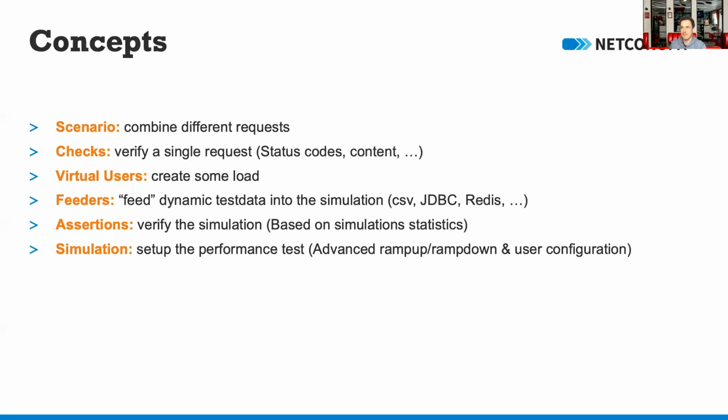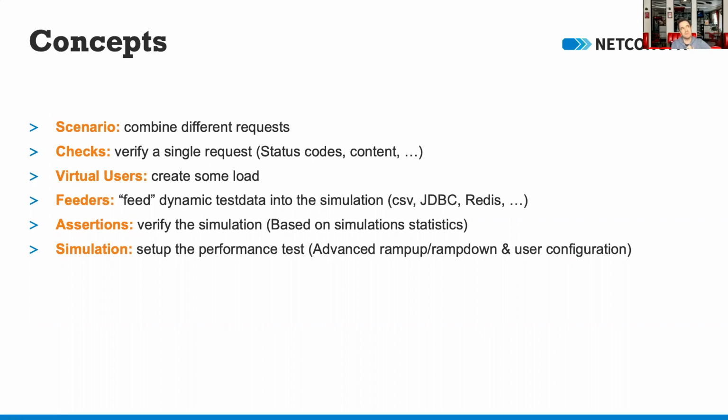So what are the basic concepts if you use Gatling? I mean, that's quite similar if you use another load or performance testing tool. I think you have the same concepts behind. So usually you start with a scenario. That means you have different API requests, which you can combine together into a scenario. You can use checks. That means you fire a single request and then check the status. Is the status okay or not okay?